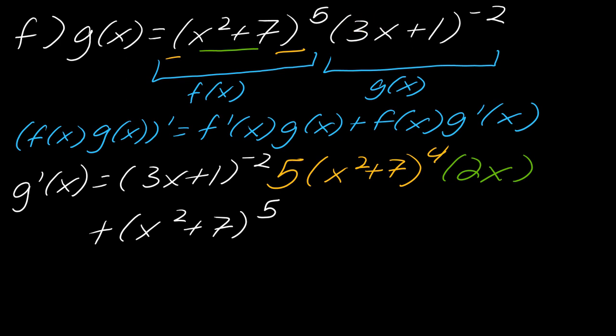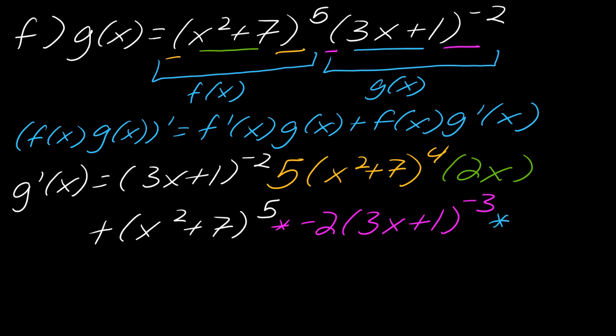So let's see, I'll use a different set of color codes this time. The negative second, that thing to the negative second, that's the outer function. And then the 3x plus 1 is the inner function. Now, if I multiply this together, this is going to be times negative 2, and then leave the inside intact, and then I subtract 1 from the exponent, so this will be negative 3. And then I multiply that times the derivative of the inside function, so the derivative of 3x plus 1 is 3. Whew. Okay, and now we're good.